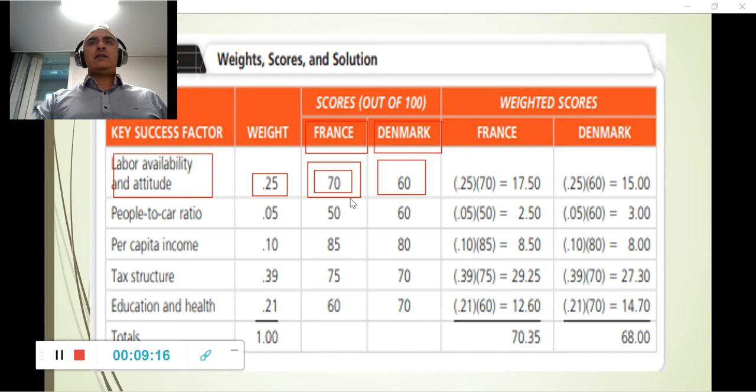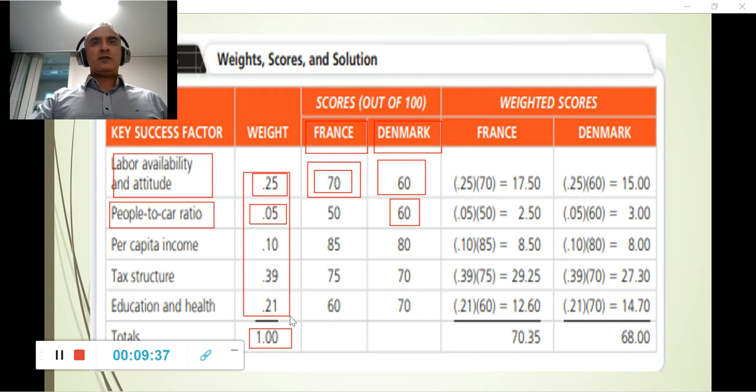People to car ratio, maybe you want to talk about the traffic, maybe you want to talk about people getting to the location. That's important. So in this case, for example, Denmark has a higher one, right? This one is only 5%. When I add the sum of all these, it must be equivalent to 100%. Based on your company, you assign which ones are more important than others. Let's say, for example, if I want to set up a restaurant, the traffic of people is very important, maybe 50% of it, because if there is no traffic of people, then I cannot do business. So in that case, 50% is good, no?